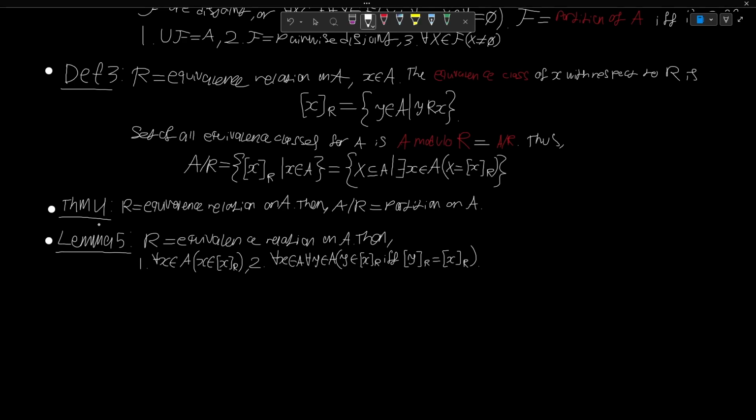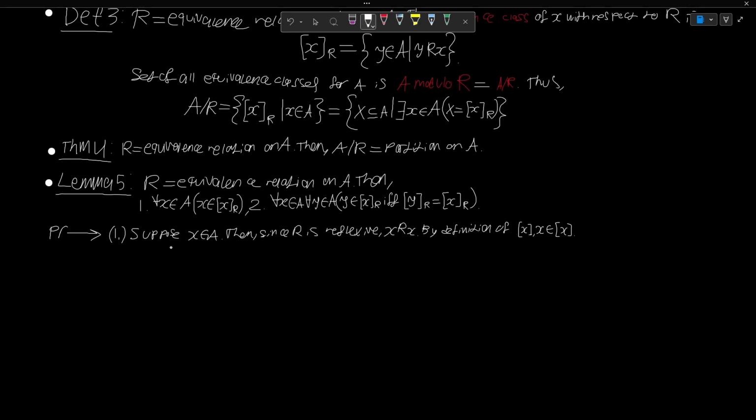The proof for this theorem will be easier to understand if we have a couple lemmas. So this first lemma says that if R is an equivalence relation on a set A, then 1, for all x in A, x is in its own equivalence class, and 2, for all x and y in A, y is in the class of x if and only if the class of y is equal to the class of x. The proof for the first property is rather simple.